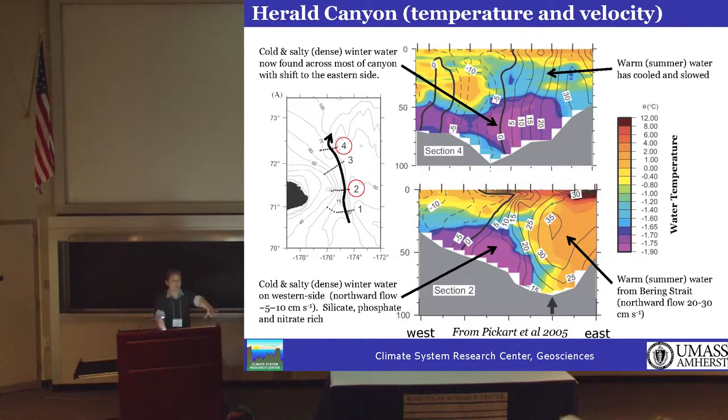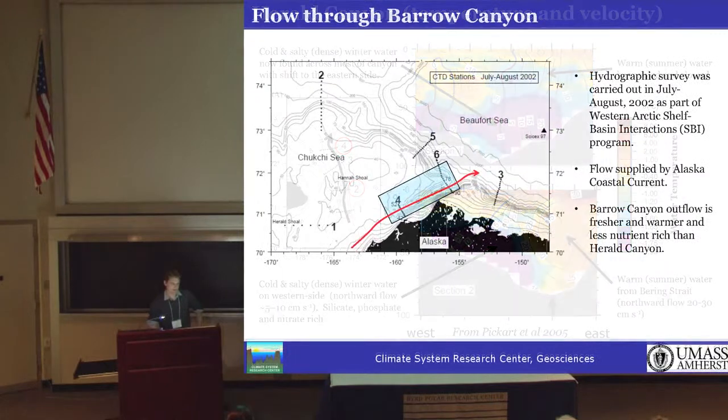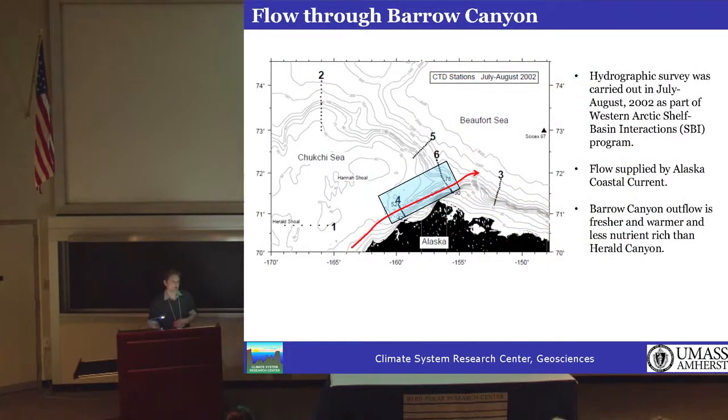As we go down the canyon, we find that this colder winter water mass ends up occupying a larger portion of the canyon. I should mention that a lot of this work is not actually my work, it's by oceanographers such as Bob Pickard and Tom Weingartner at UAF. They've done a lot of work in this area. So what we're seeing is this evolution, mixing of the water as it goes down the canyon. And then you can do the same sort of thing for Barrow Canyon.